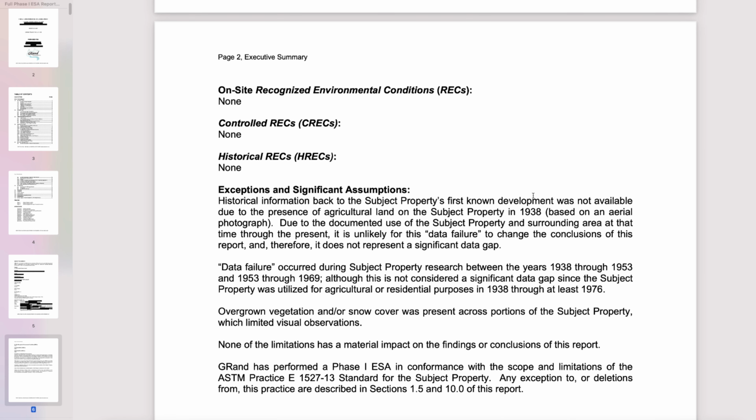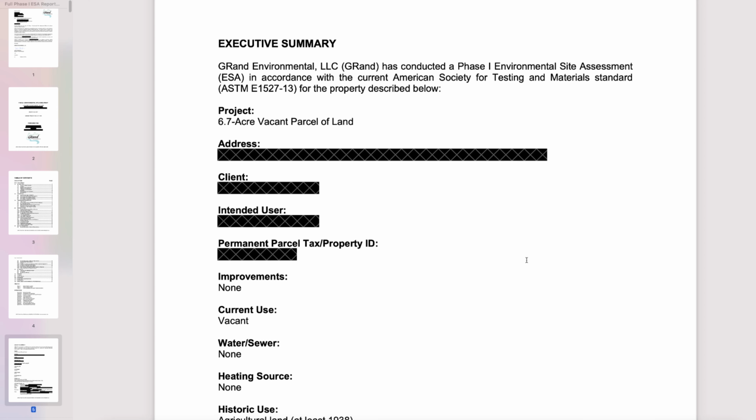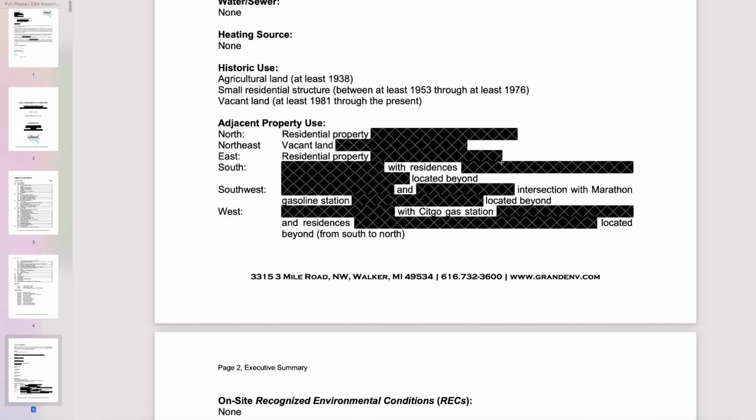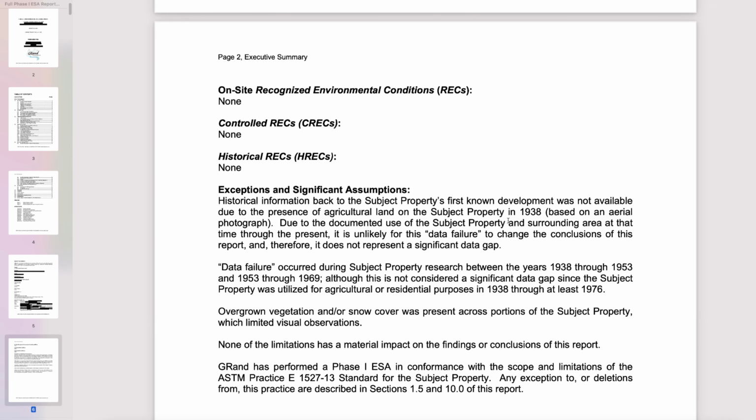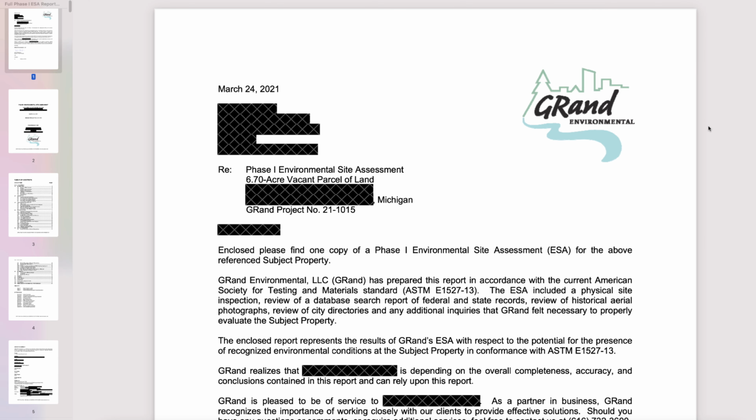And if you want to just look for the findings and see what the issues are, you could go down here to the executive summary. As you're going to notice, a lot of the stuff is blacked out. That's to protect the privacy of the parties involved and the address and all that stuff. But you would just go down here to the executive summary, and it tells you all the basic details about the property itself. And then if we keep scrolling down, we're going to see on-site RECs, controlled RECs, or historical RECs, that kind of thing. As you can see, this just says none, none, none. And that's what you want to see. That's the perfect situation, because then you can just say, okay, we're done. Let's move on. Let's not spend any more time or money on environmental work.